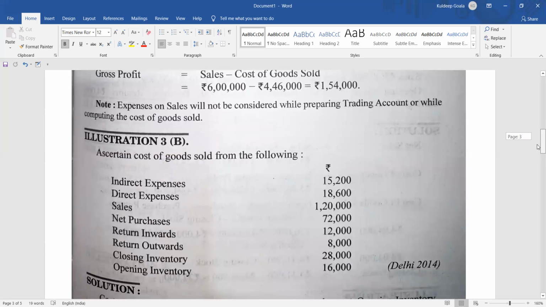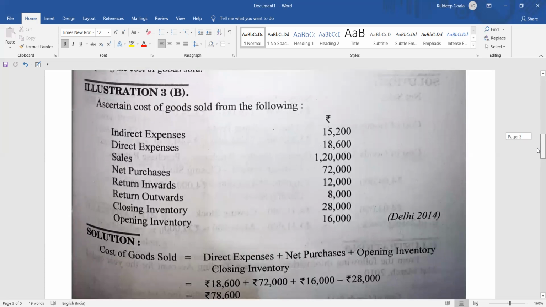Now let's take up another question. Delhi Board 2014. What is here? Ascertain cost of goods sold from the following. Here the information has been given, and we have to ascertain the cost of goods sold. So first one, indirect expenses. We know that there is no place for indirect expense in the cost of goods sold. So ignore it. The next one is direct expenses, 18,600.